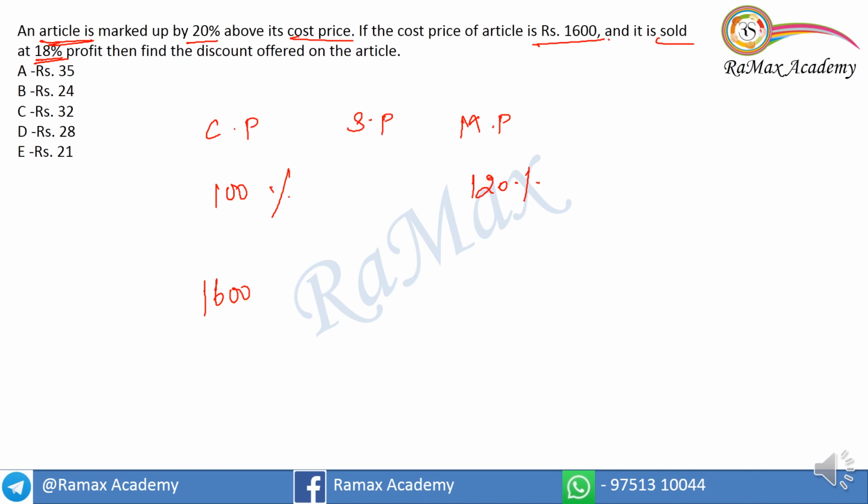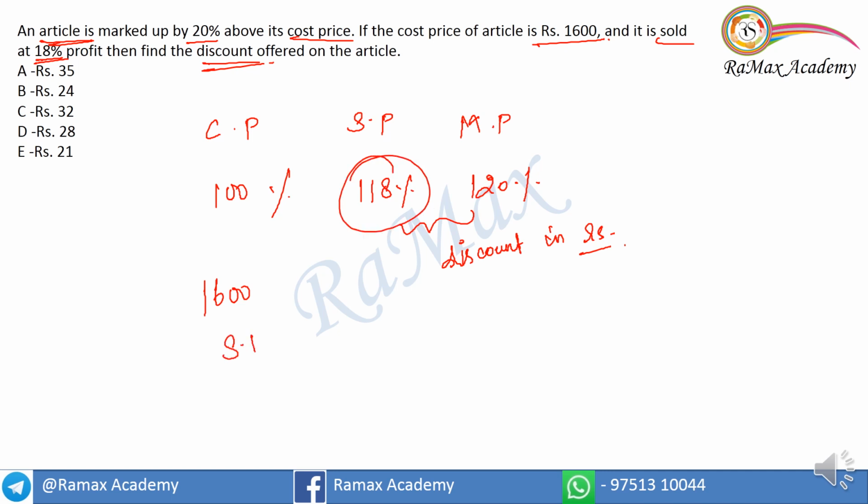So sales percentage is 118%. They are asking the discount offered on the article, which means they are asking the discount in rupees. Okay, there is no need to calculate 118% on 1600, which is sales price, and 120% on 1600, which is market price, and then calculating the difference to know the discount in rupees.